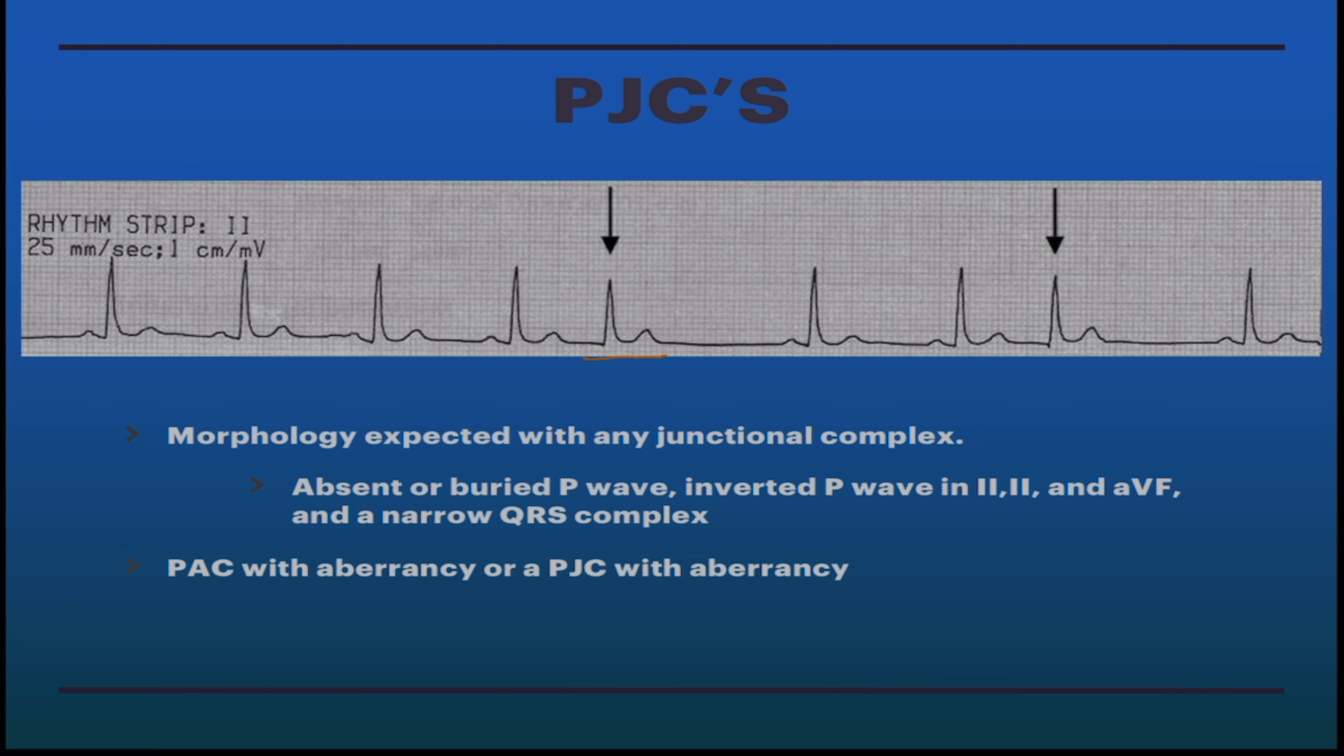You would see maybe an absent or even a buried P wave. If you see a P wave, it's going to be inverted in leads 2, 3, and aVF, and you should see a narrow QRS complex.